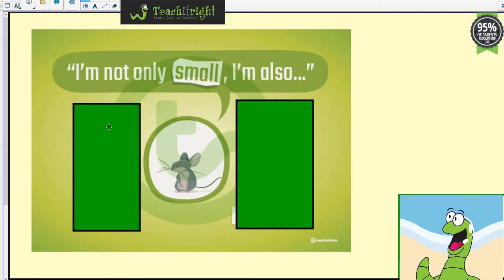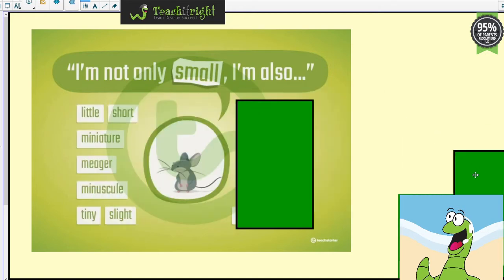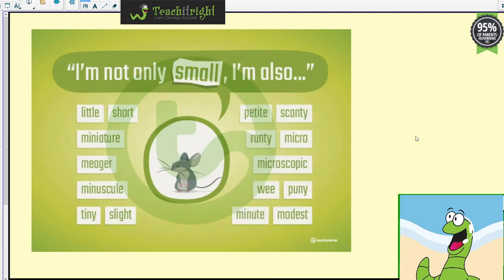So welcome back. Hopefully you've written down a couple of these. Let's reveal some potential options that you could have done. Ready? Well, you could have little, short, miniature, meager, minuscule, tiny, and slight. These would be all great words for small. But you could also have petite, scanty, runty, micro, microscopic, wee. I'd also accept weeny, puny, minute, and modest.